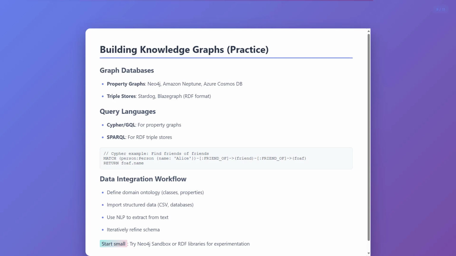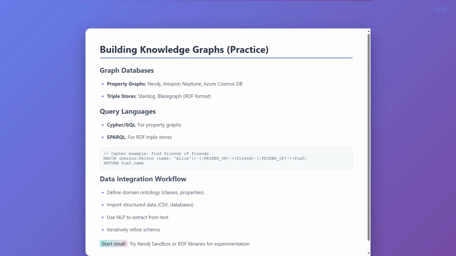Triple stores like Stardog and BlazeGraph use the RDF standard. Everything is stored as subject-predicate-object triples. This is more standardized, but can be less intuitive for developers coming from traditional databases.